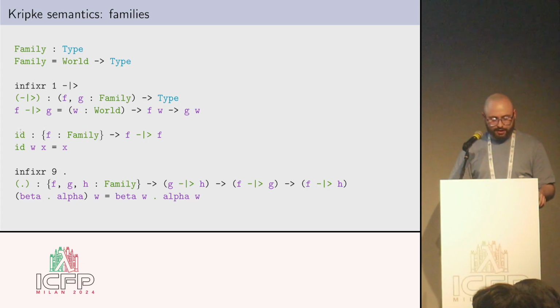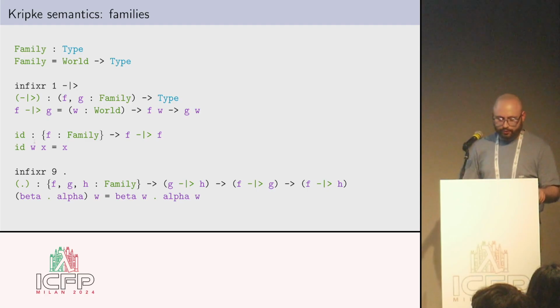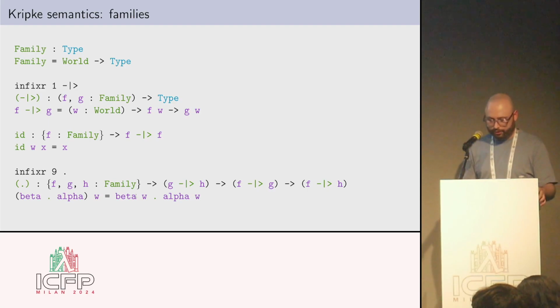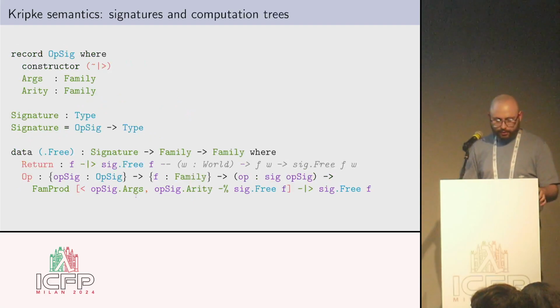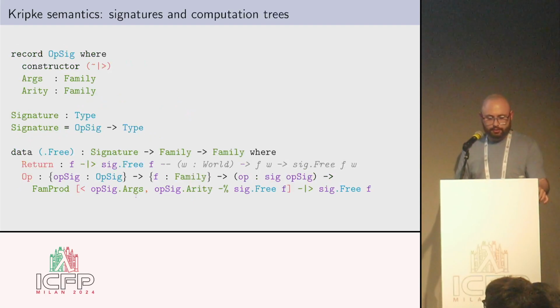And we also have an identity for families. So at every world W, it's just the identity map. And we also have a way to compose maps between families, which basically says if we want to do beta after alpha at world W, then just do alpha in world W and follow it by beta in world W. So again, we have a categorical structure here. So that's families.